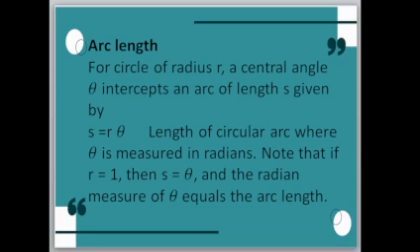Now, what is an arc length? For a circle of radius r, a central angle intercepts an arc of length s, given by s is equal to the radius times the given central angle. So the length of the circular arc where the angle is measured in radians. And note that if r is equal to 1, then s is equal to the given central angle, and the radian measure of the given central angle equals the arc length.